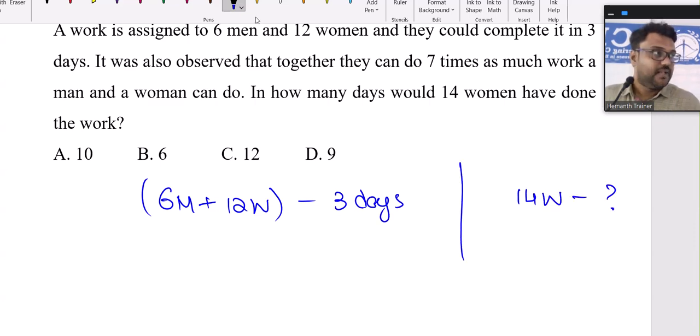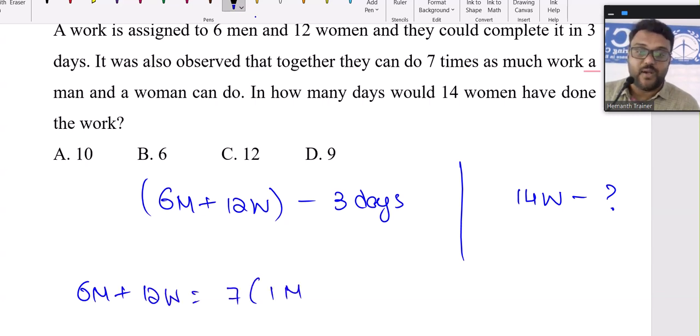Right? Now, their intention is very clear. You need to bring a relation between men and women and convert all into women. Then only can I decide how many women, how many days. So to give the relation between men and women, they gave the other data. These people, 6 men and 12 women, are doing the work 7 times that of 1 man and 1 woman. Do you understand this equation?